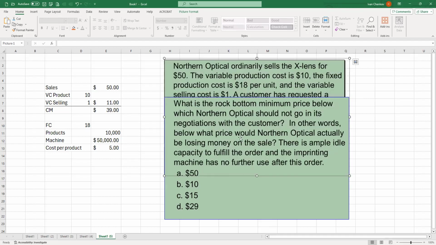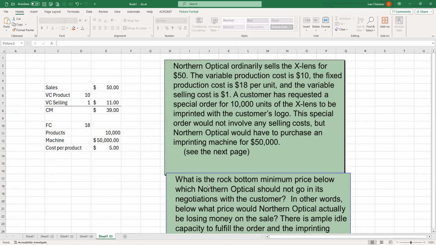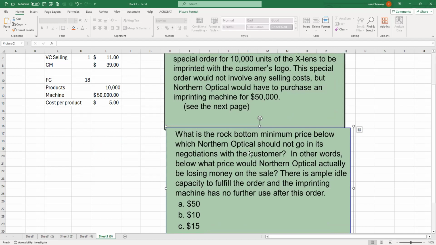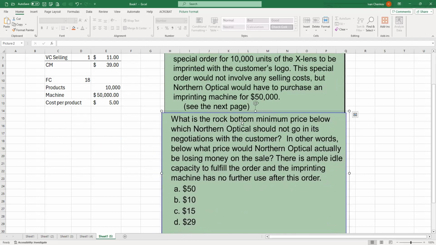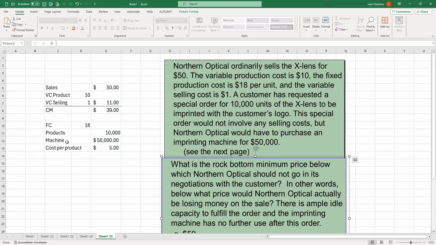What else do we know here? We also know that the customer requested 10,000 units of the lenses to be imprinted with the customer logo. This special order will not involve any selling cost, but Norton Optical would have to purchase this imprinting machine. And what will be the cost, or the price, below which we shouldn't accept this order? So let's think about it. What will be the actual cost for our product?